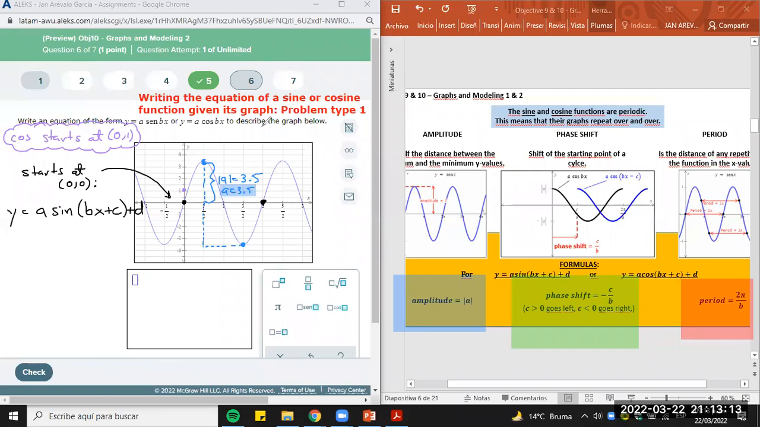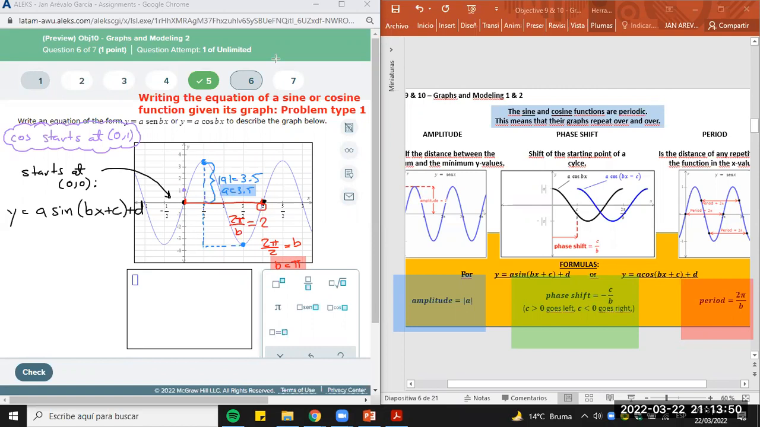Now let's go for the value of b. Value of b is the period. So in here we know that 2 pi divided by b equals, as we can see in here, this equals 2 because we're ending in here, right? And if we solve this little equation for b, we would do 2 pi divided by 2 equals b, and then b equals pi, right? Okay, we have our second number.